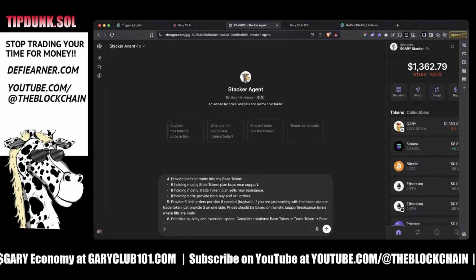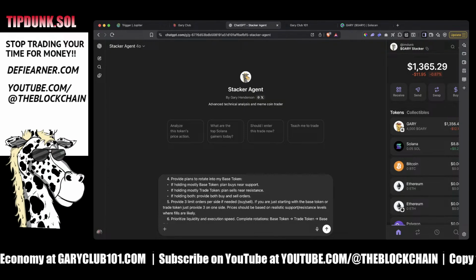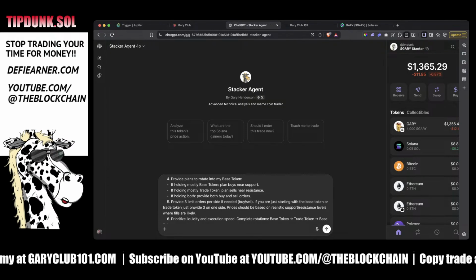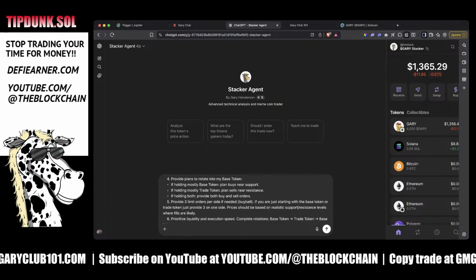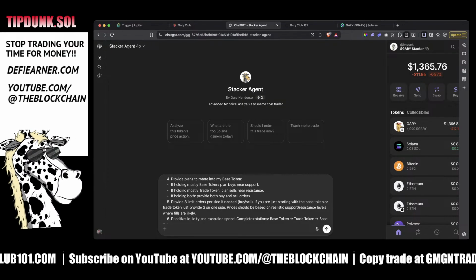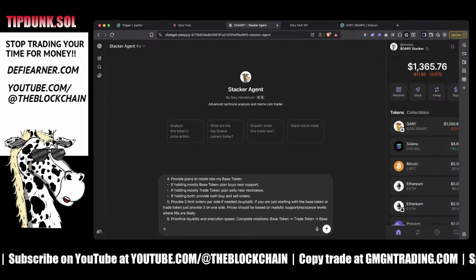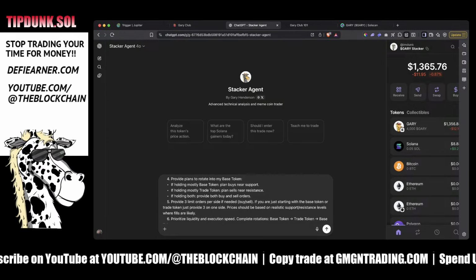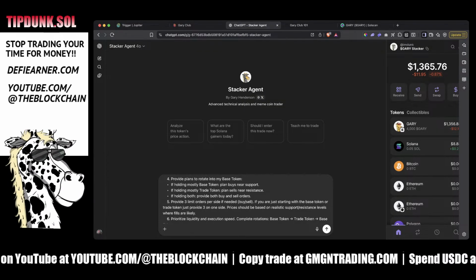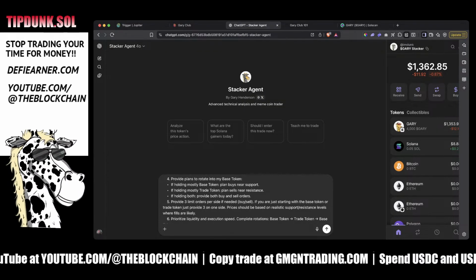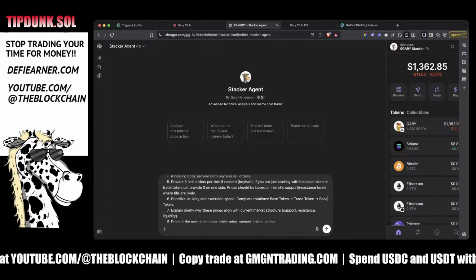So if it's holding most trading tokens, sell near resistance. If you're holding both, then the idea is sometimes only part of it fills. So I always like to rebalance. And again, once Stacker Agent comes out publicly, this will be an automatic thing, which is actually my least favorite part, rebalancing. So you've got to do all the work again.